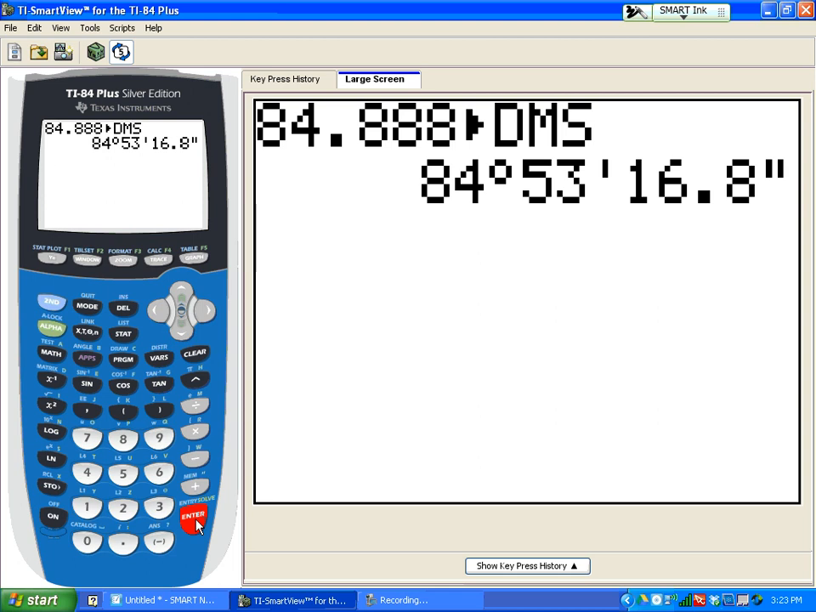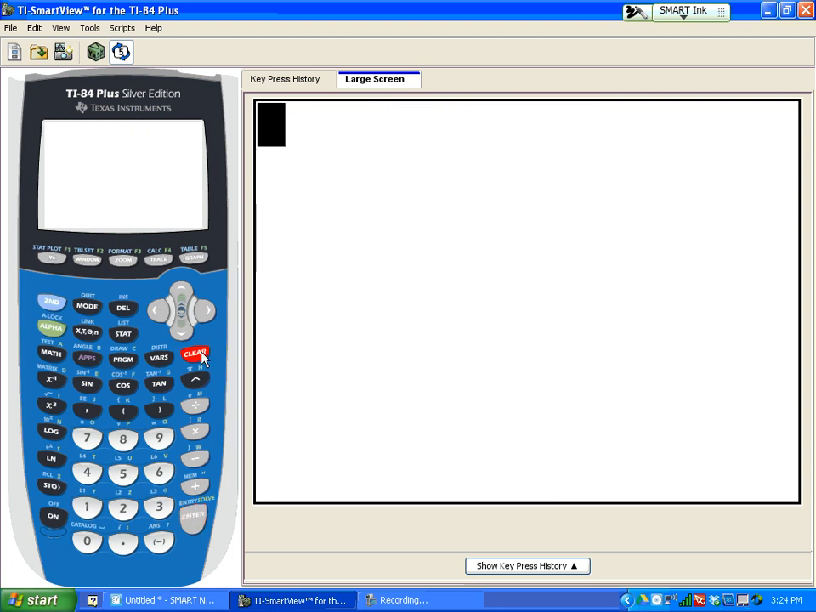Now, number 2, we're sort of going the other way around. Let me clear out what I got. We're going to change 52 degrees, 18 minutes, and 24 seconds to just degrees. We're probably going to round it off because I'm probably going to have a decimal. So what we have to do is punch in 52 degrees, 18 minutes, and 24 seconds here.